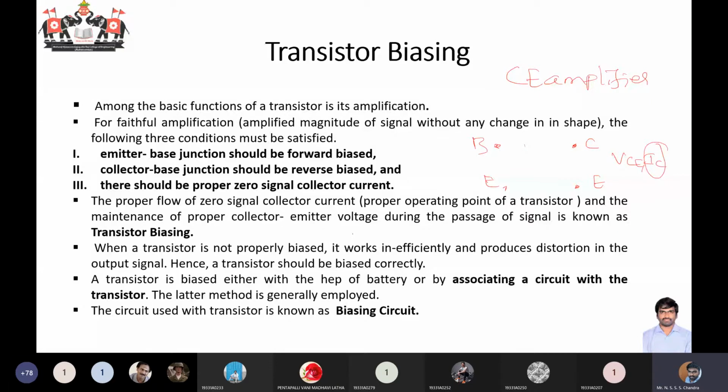So our entire point of concentration will be regarding this: how to maintain this IC when there is no signal. This IC value will be maintained stably if the biasing is proper. If the circuit biasing voltages are proper, then it will be a stable point. Otherwise, it will produce distortions in the output signal. So biasing should be correctly done.